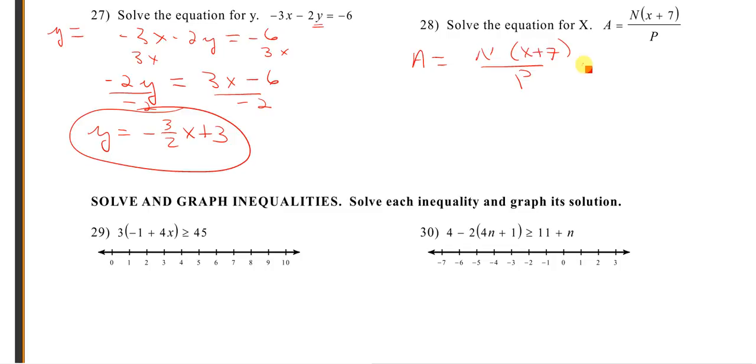So I multiply by the reciprocal, p over n. It means I have to multiply this side by p over n. Of course, that a is over 1. So I'm going to end up with pa all over n is equal to x plus 7. We want to get the x by itself.